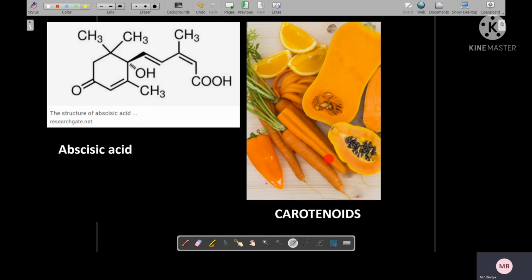and these are examples of carotenoid pigment parts. Like you can see the color of these fruits and vegetables. It's due to carotenoids. The introduction of the plant growth regulators or phytohormones.